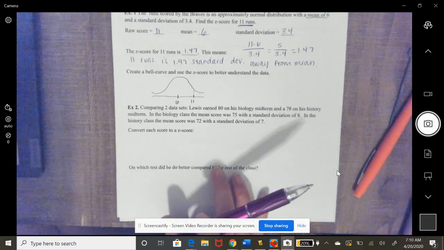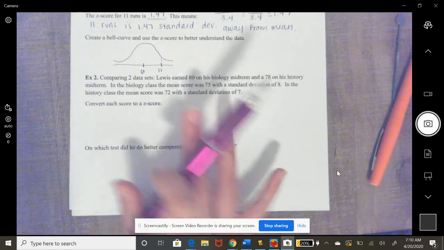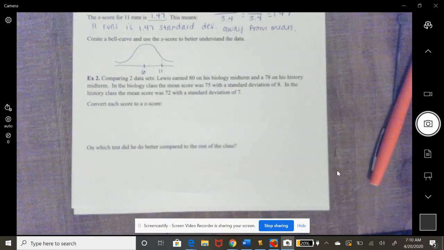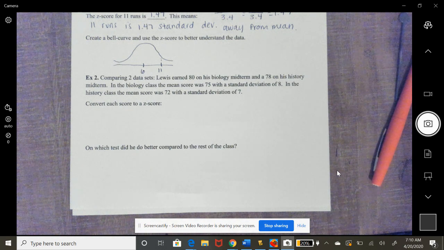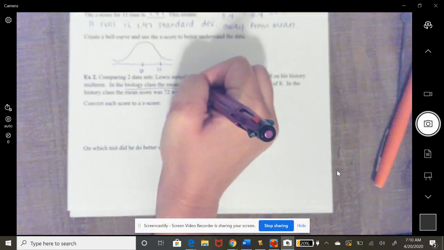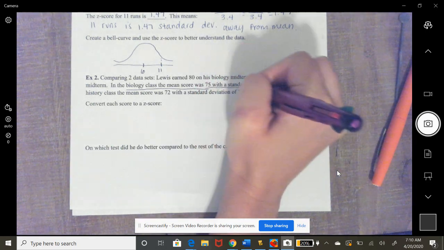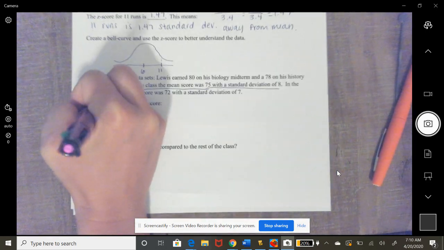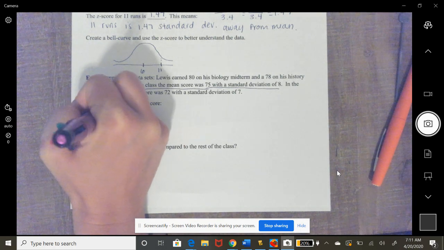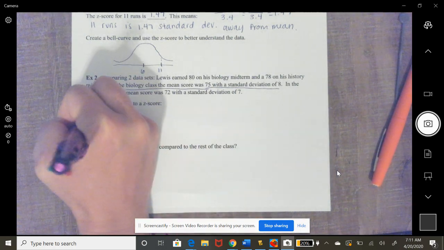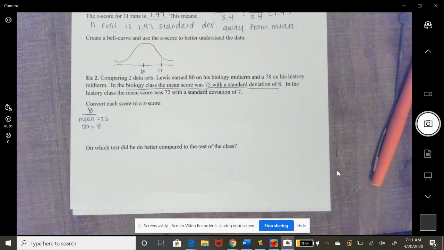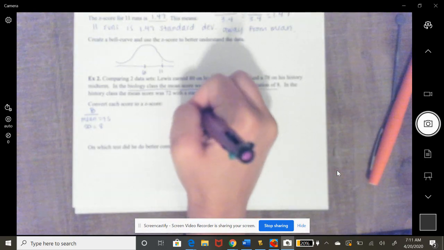Okay, so now let's look at example 2 where we're actually going to use that to compare, because this is really where it's most useful. So Lewis earned an 80 on his biology midterm and a 78 on his history midterm. In the biology class, the mean score was a 75 and the standard deviation is 8. So I'm going to write that down. Biology, the mean was 75, standard deviation is 8. In the history class, the mean score is 72.